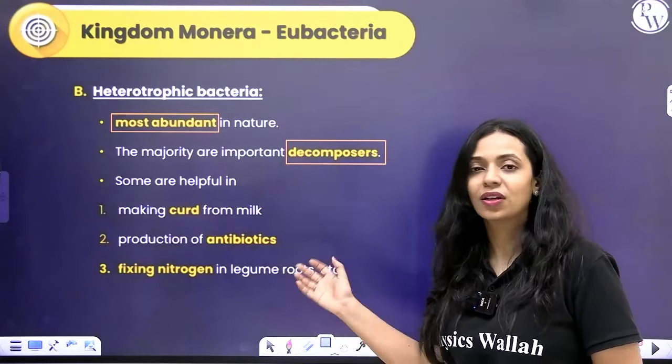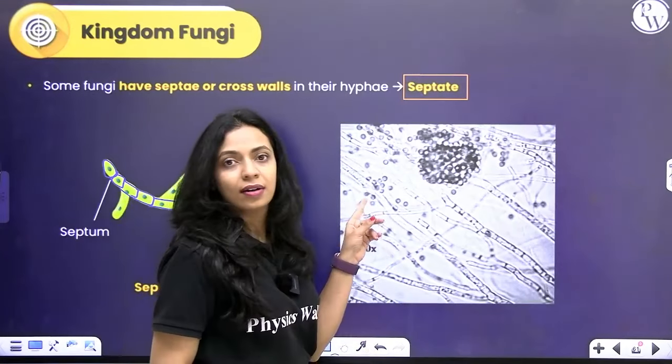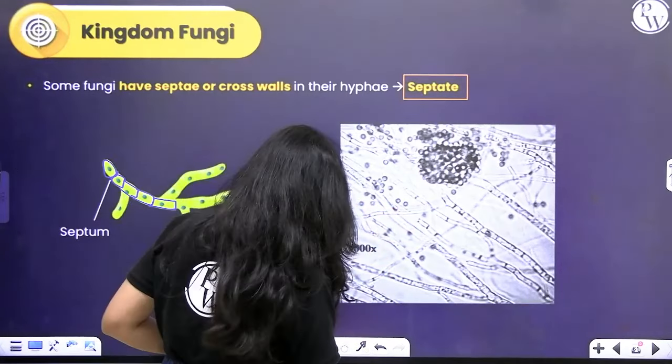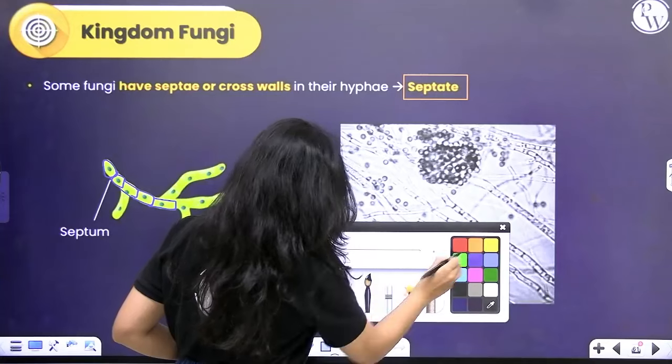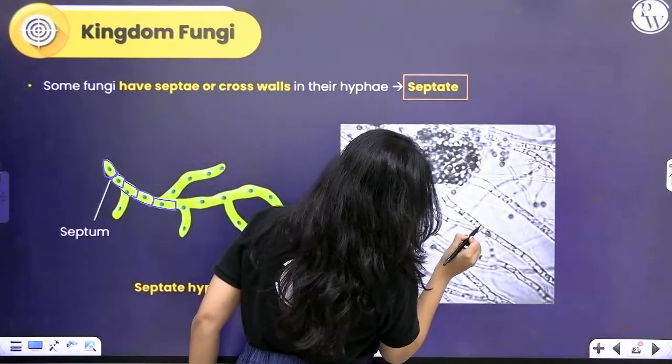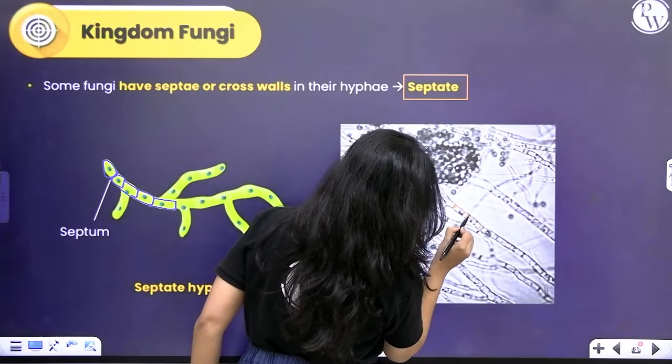Here is an actual micrograph of a septate mycelium. Notice how over here you can see there are cross walls present clearly between cells.